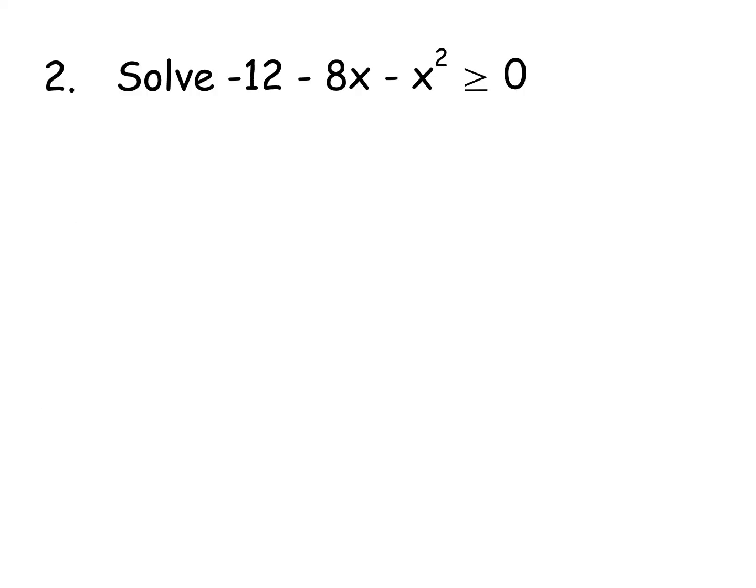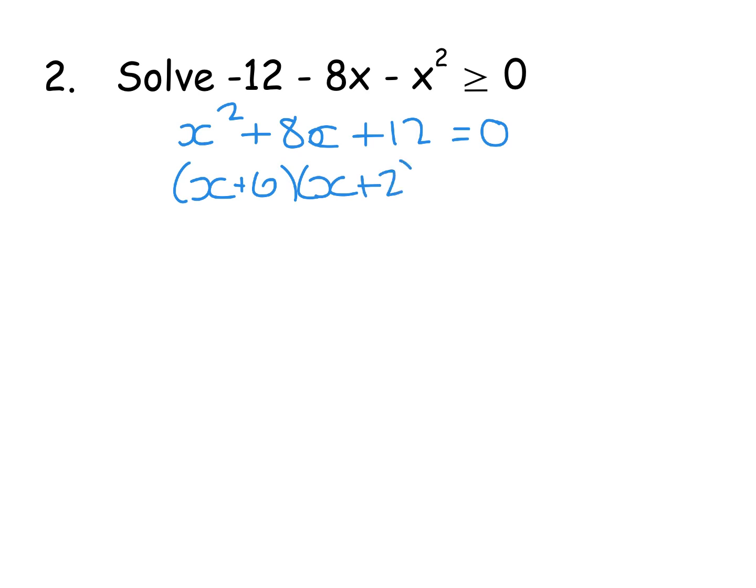Let's try another one. So this one we have to solve this trinomial greater than or equal to 0. Now I don't know about you, but I think solving negative quadratics is pretty difficult. So what we're going to do is imagine we're taking everything to the other side. So this would become positive x squared, positive 8x, and positive 12. So I'm going to solve that equal to 0. Right, numbers that multiply to 12 and add to 8 are 6 and 2. So x plus 6, x plus 2. Now when you solve that, that would give you x equals negative 6 and x equals negative 2.